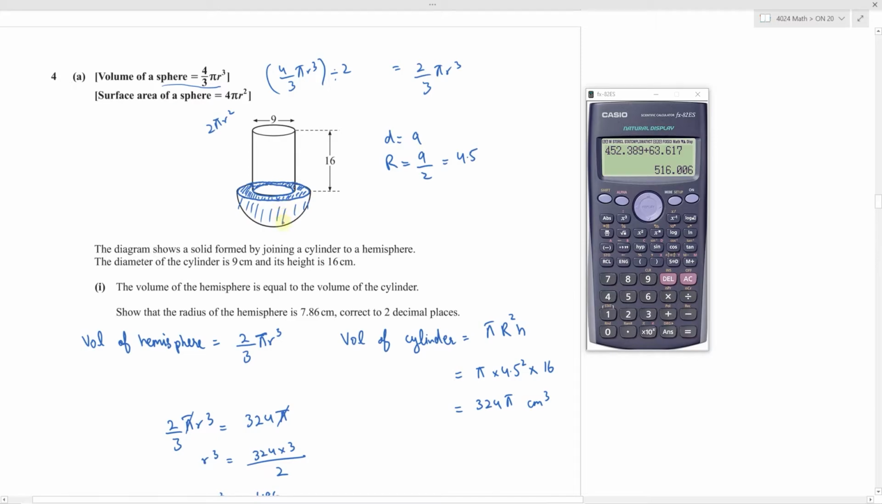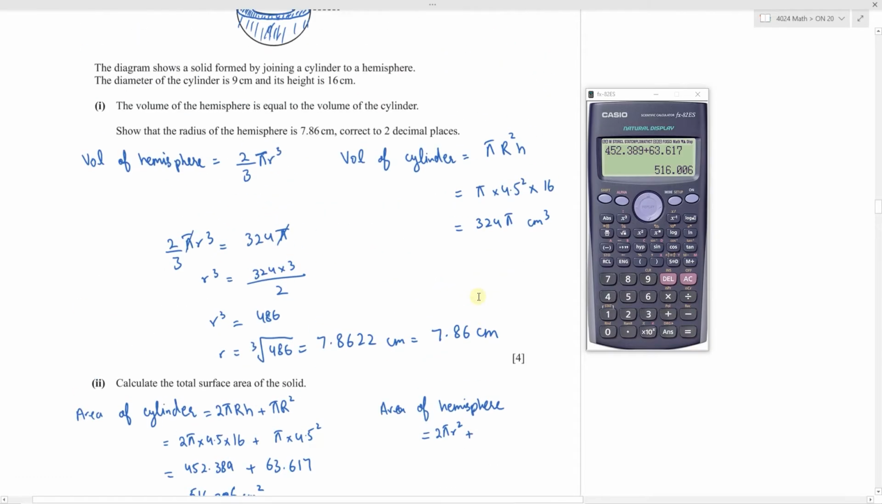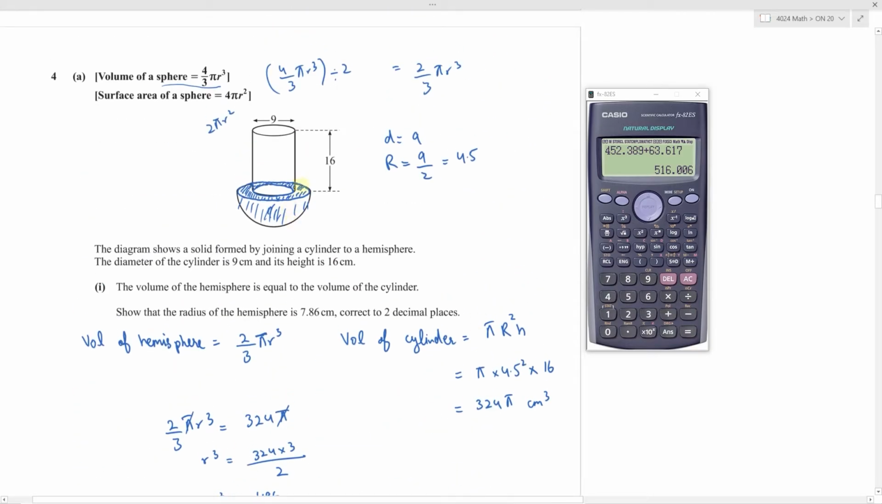So your total area of the hemisphere will be this area, which is 2 pi r square, plus this area on the top, which is like a ring. So area of hemisphere will be 2 pi r square plus, so 2 pi r square is this part. Now to calculate this ring here, I will subtract the area of the two circles, bigger circle minus the area of the smaller circle. So the bigger circle has radius 7.86 and the inner circle has radius 4.5.